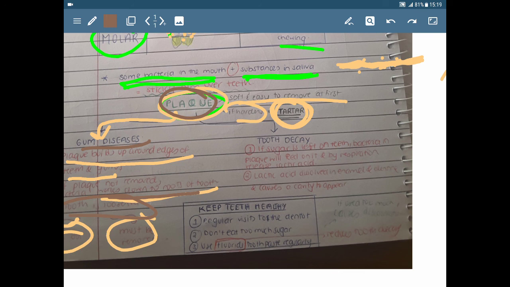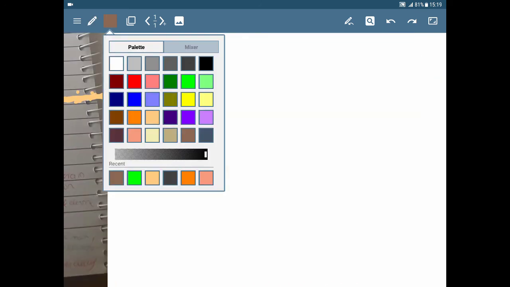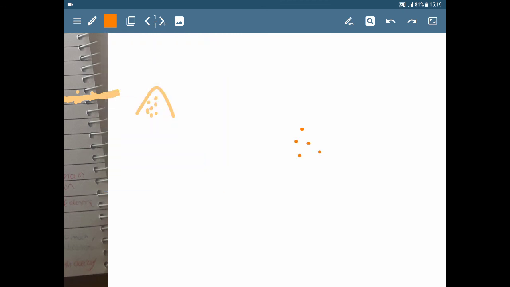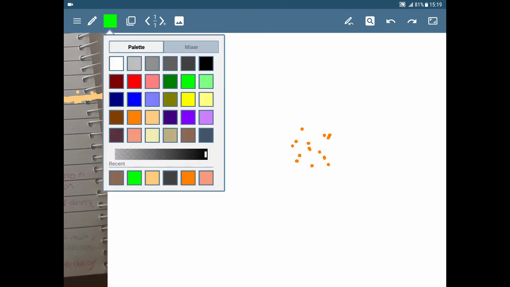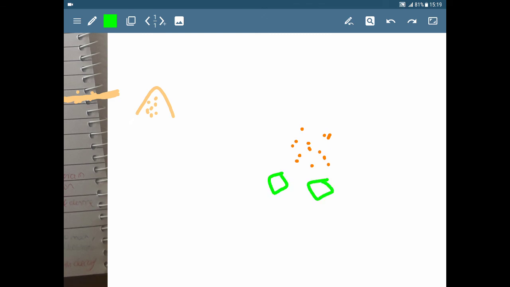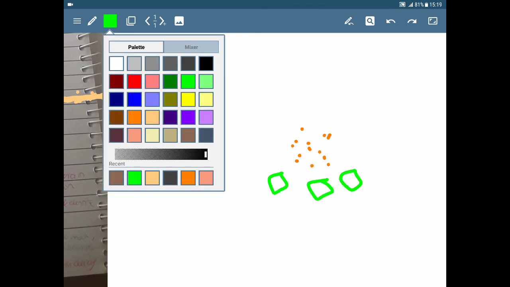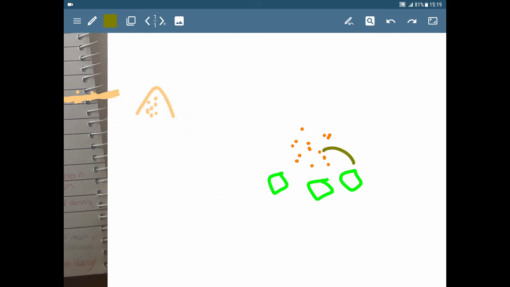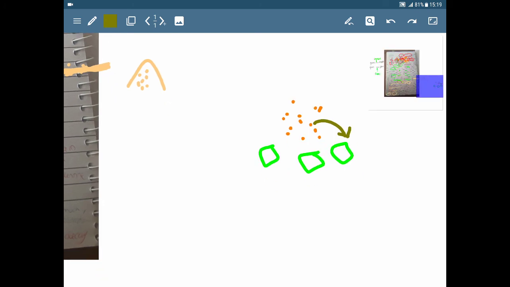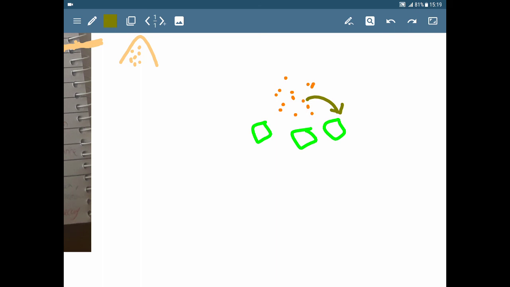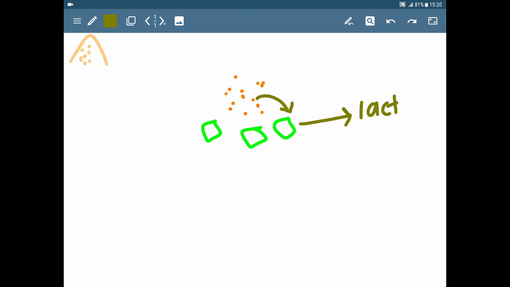So sugar is left on teeth, and bacteria in the plaque will feed on it by respiration. So over here, you have sugar crystals, and you have your bacteria. These bacteria will respire. They will take the sugar in. Sugar is a form of glucose, right? So they will take the glucose in, and they will release lactic acid.